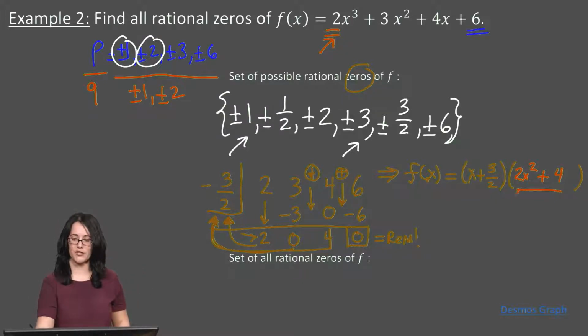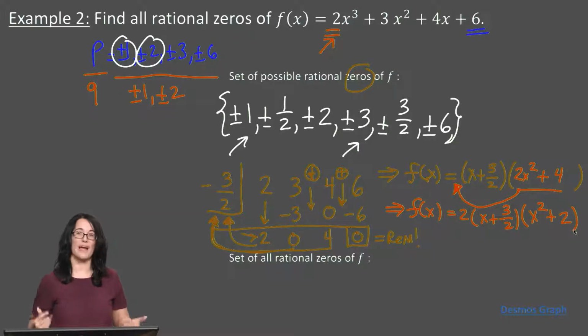So if you were to factor out the GCF, your greatest common factor, you could have written your factored version of f of x as 2 parentheses x plus 3/2 times parentheses x squared plus 2. Now, why would I do that? That sounds like more work, right? But if you pay really close attention, do you see what you could do with that 2 now?